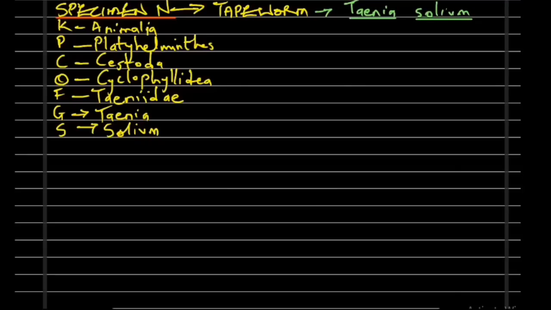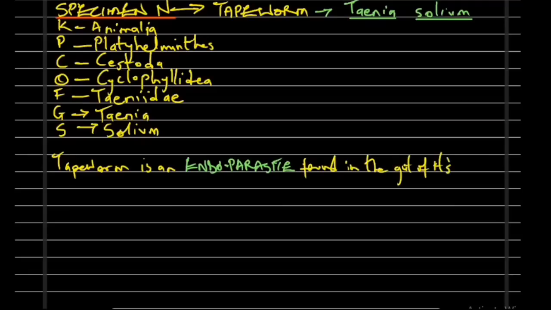Now, Taenia solium is an endoparasite. It's an endoparasite because it is found in the gut of its host. So let me start with that. Tapeworm is an endoparasite. It is an endoparasite found in the gut of its host. That is where it is usually found, and usually the host happens to be man.